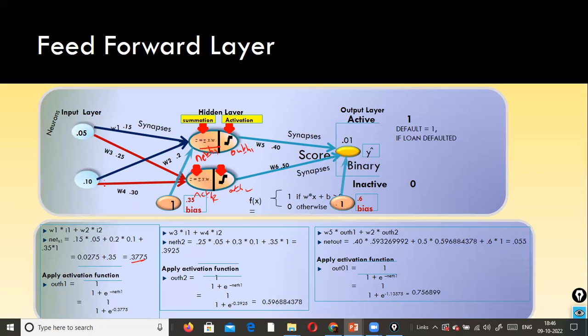The net H2 value is 0.3925. For this, the activation function will be applied, and you get this value. The next one is W5 into out H1. What is out H1? What value are we getting here? Probably I'll just put it here. Let me open an Excel file.